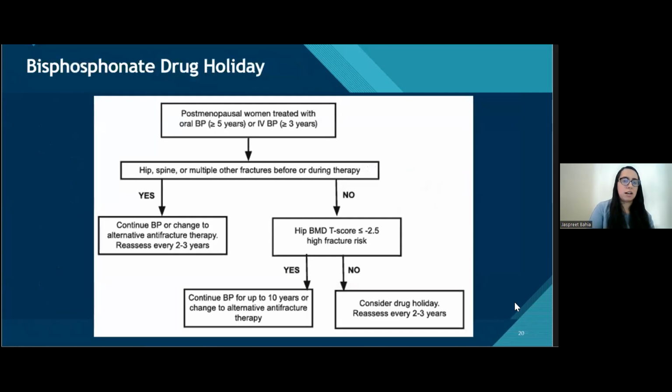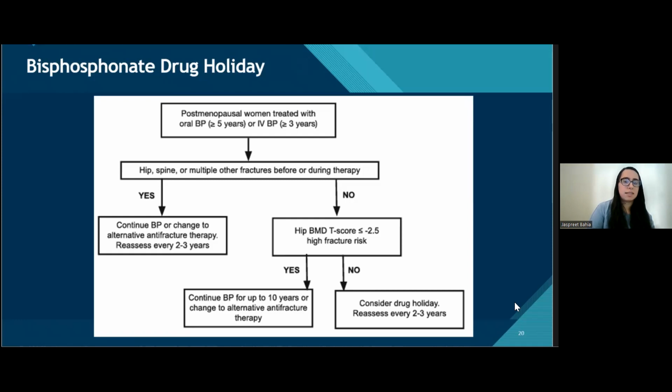So, a note on drug holiday. After your patient's been on an oral bisphosphonate for 5 years or an IV bisphosphonate for 3 years, you want to think about a drug holiday to prevent some of those critical side effects, such as osteonecrosis of the jaw or an atypical femur fracture. When you're evaluating them for a drug holiday, you want to consider whether or not they've had a fracture. And if the answer is yes, they're at very high risk for sustaining another fracture. So you want to continue the bisphosphonate or think about an alternative anti-fracture therapy, because the risk of another fracture outweighs the risk of some of those critical side effects I talked about.